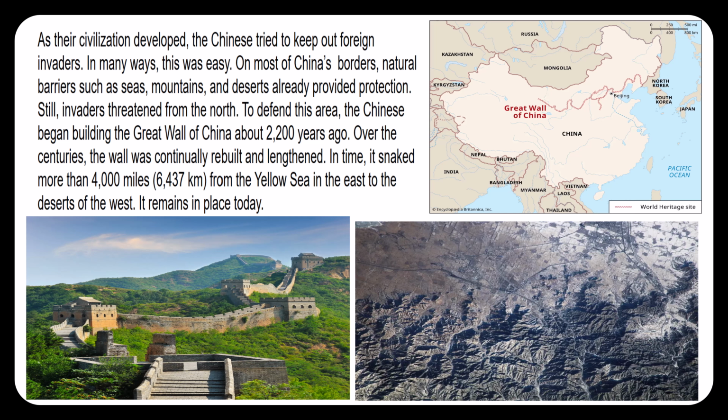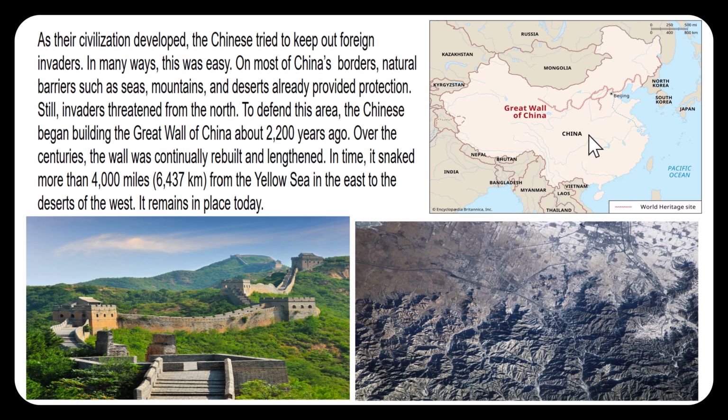As their civilization developed, the Chinese tried to keep out foreign invaders. In many ways, this was easy. On most of China's borders, natural barriers such as seas, mountains, and deserts already provided protection. Still, invaders threatened from the north. To defend this area, the Chinese began building the Great Wall of China about 2,200 years ago. Over the centuries, the wall was continually rebuilt and lengthened. In time, it snaked more than 4,000 miles from the Yellow Sea in the east to the deserts of the west. And you can see it pictured up here, top right, on the map. It remains in place today.